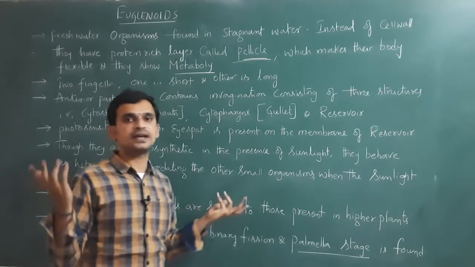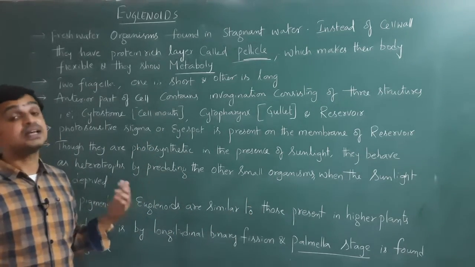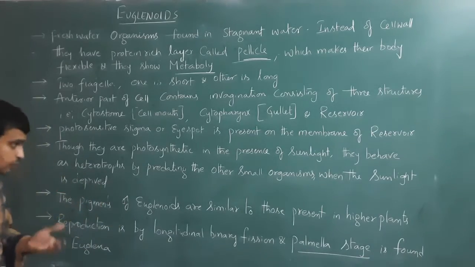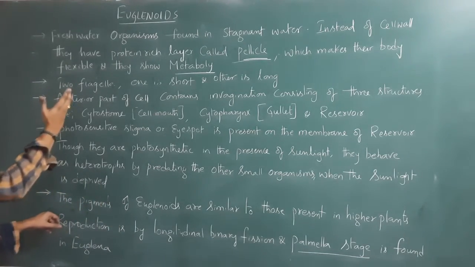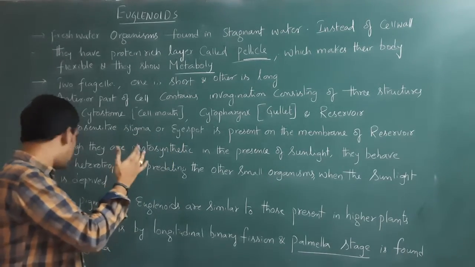Plants have the green pigment, chlorophyll. Whatever pigments are present in the higher plants, the same pigments are also present in the euglenoids. That's why they can prepare their own food material and behave as autotrophs.